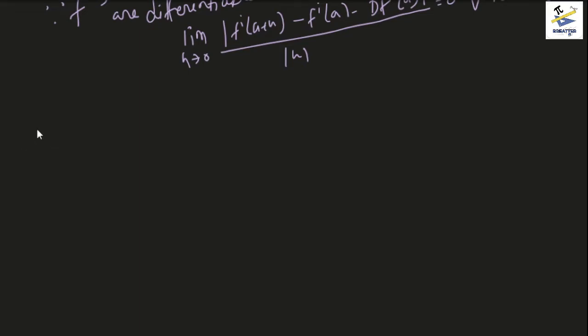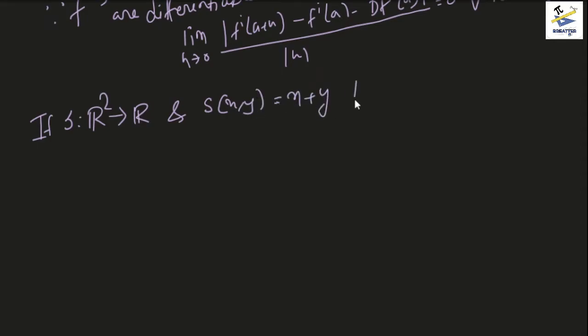Now, let's turn our attention to a more simplified problem. I hope we can do that. So let's say s of x comma y is basically x plus y, then we need to prove that ds of a comma b is basically s itself. It's basically s itself. Now how do we do that?